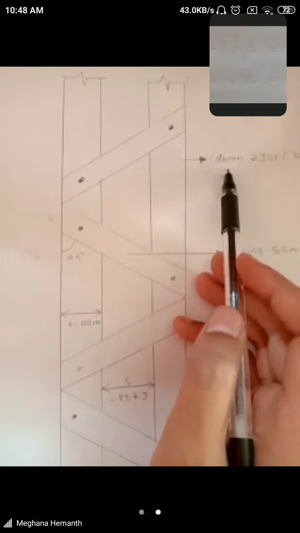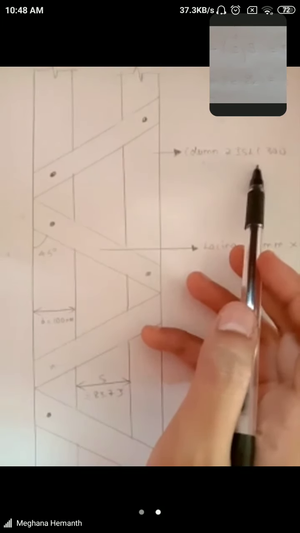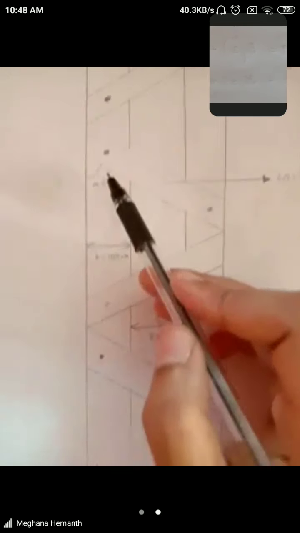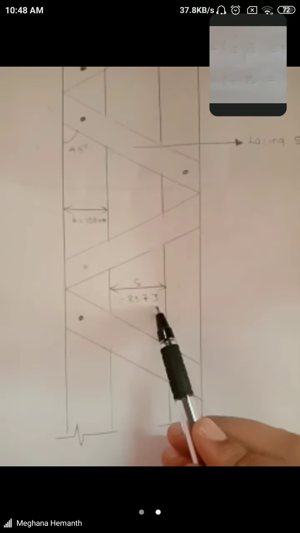Then the column in your design, whatever you had assumed, column 2 is a 2 ISLC 300 in your first step. Before starting with the design of lacing, that column you have to write. Then this lacing 55 by 6, what is this? B cross T value, width of the lacing into the thickness of the lacing. So I've called it lacing. Then the angle of inclination of your lacing with respect to the horizontal is always 45 degree. Then you can indicate the width of the column. Width of the column is 100 mm, which we got from the steel table. Then the distance between your two columns is your spacing. Spacing from the design, I've got it as 83.73.